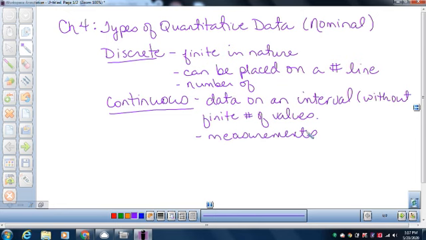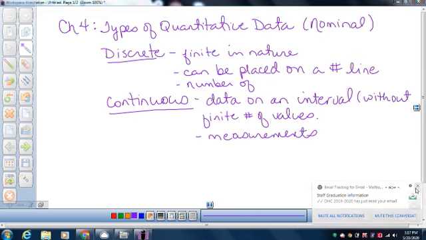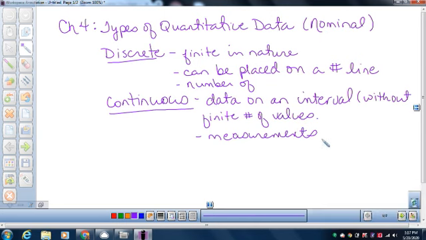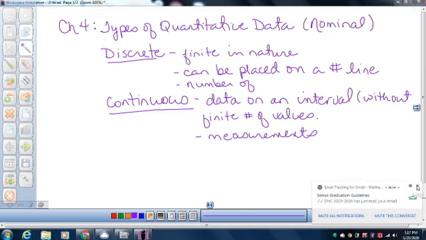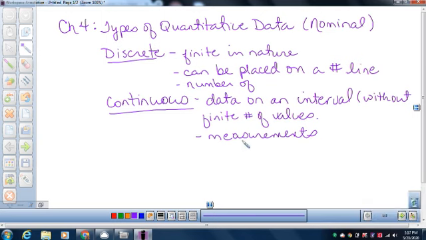Like weight and volume. And the difference is, when we say continuous data is on an interval, if I have a bottle of water and on the bottle it says 16.9 fluid ounces, that doesn't mean there's exactly 16.9 fluid ounces in that bottle. Depending on how precise the measuring device is, that will determine how precise your measurement can be. It could be 16.92, it could be 16.89 fluid ounces. Measurements are only as exact as the tool that you're using to measure them. So we talk about continuous data on an interval as opposed to one exact finite value.